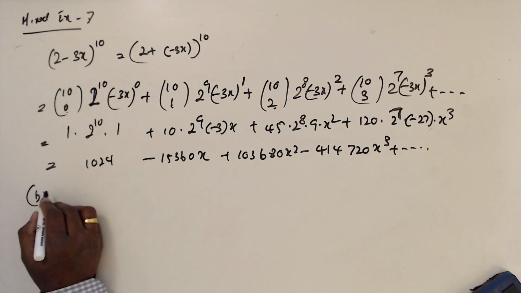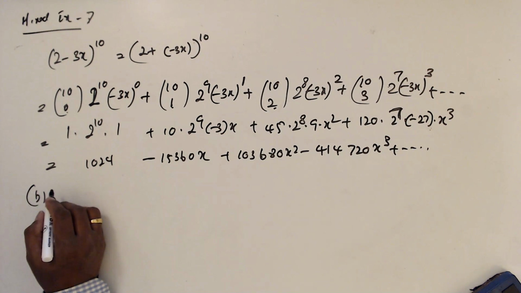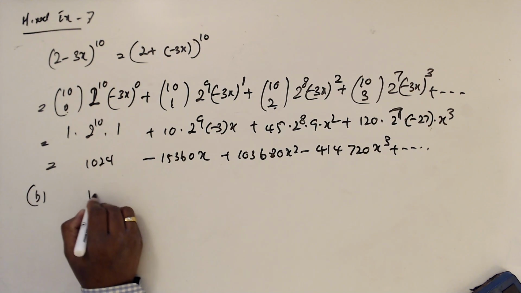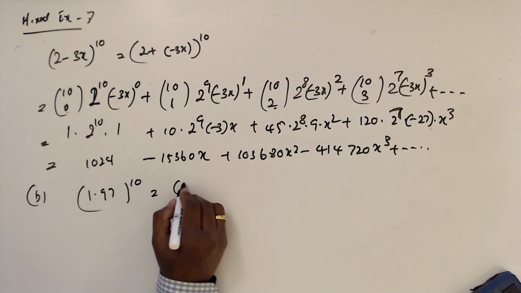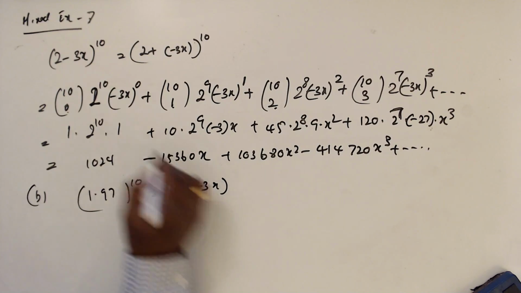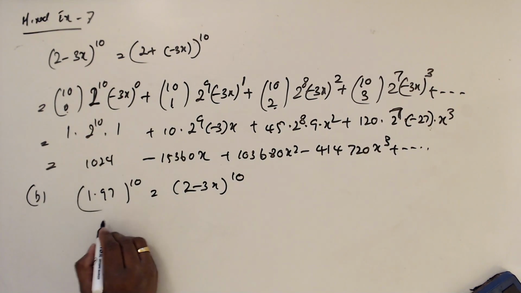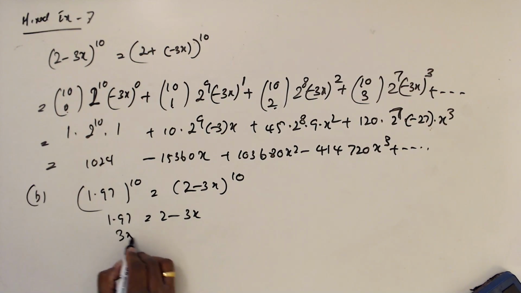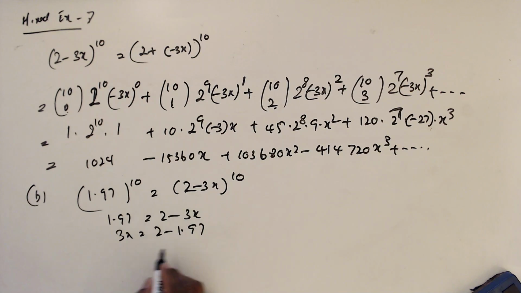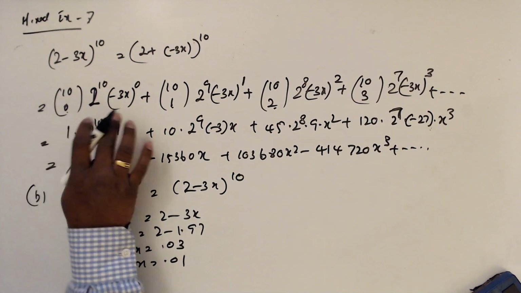Part B, we have to find the approximation of 1.97 to the power 10, which equals 2 minus 3x to the power 10. It means 1.97 equals 2 minus 3x. It means 3x equals 2 minus 1.97, so 3x equals 0.03. Then x equals 0.01. So this is the approximation. So this value we have to substitute into this one.